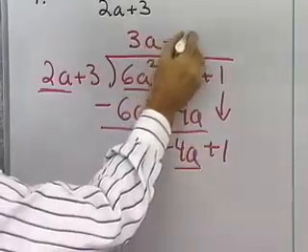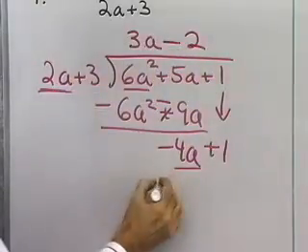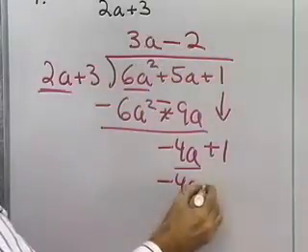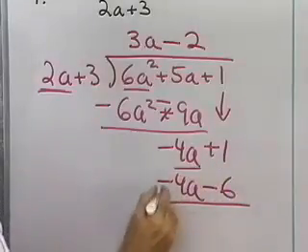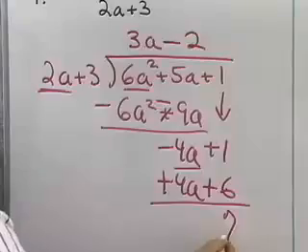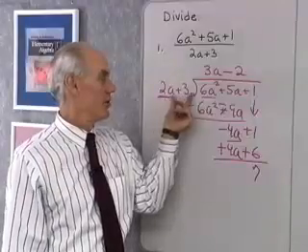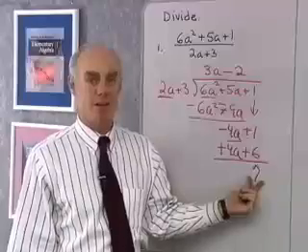The answer is negative 2. Now I multiply negative 2 times 2a, negative 4a. Negative 2 times positive 3 will be negative 6. I want to subtract this polynomial from this one, so I change the signs and add. 1 plus 6 is 7. Negative 4a plus 4a is 0. So this polynomial divides into this polynomial exactly 3a minus 2 times with 7 left over.